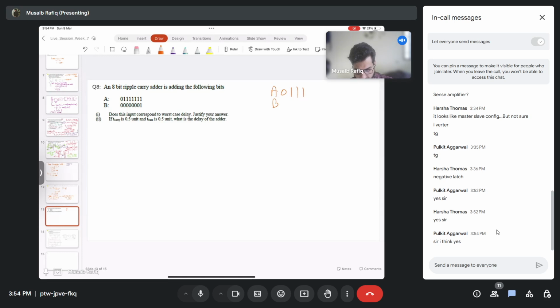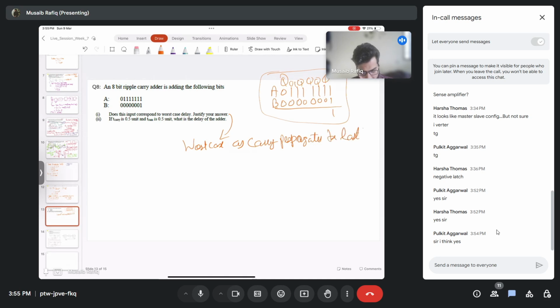0, 1, 1, 1, 1, 1, 1, 1, and this is 0, 0, 0, 0, 0, 0, 0, 1. And once you do the addition, you see carry propagates to the last bit, and the result, it is a worst case scenario because carry propagates all the way to the end. So it is worst case as carry propagates to last bit, right?